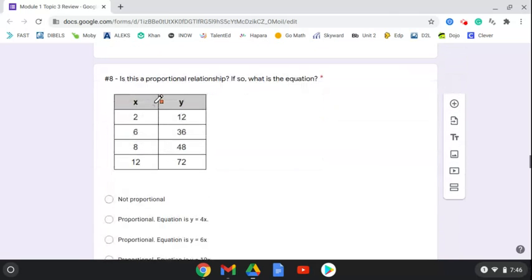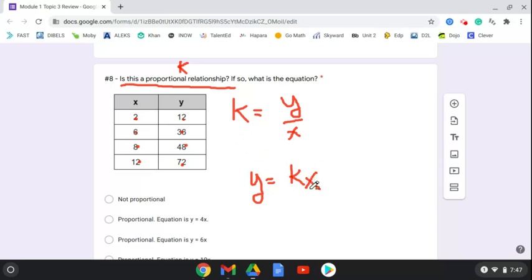Number 8, is this relationship proportional? How do you know if a relationship is proportional? There is a constant rate of change, right? And so you've got to find k. k, again, is equal to y over x. So you have 12 over 2, 36 over 6, 48 over 8, 72 over 12. If you take those y's and put them over the x's, do you get the same thing each time? If so, that is your k, and then you would plug k into the equation y = kx. Whatever k is, plug it in there.